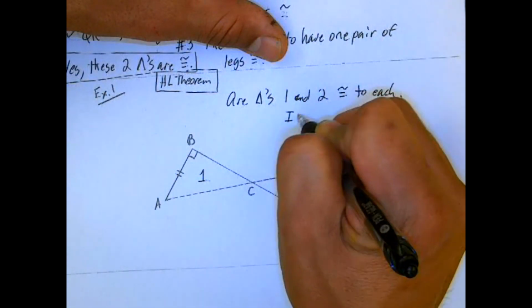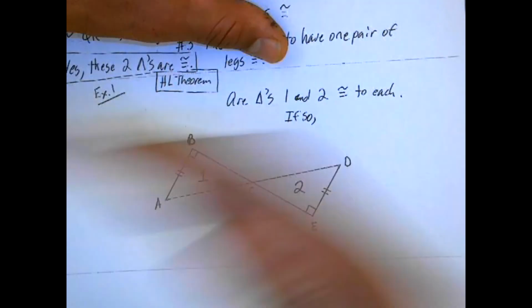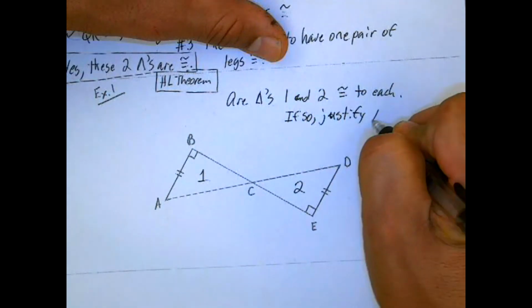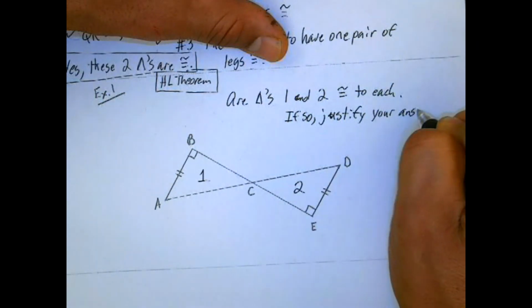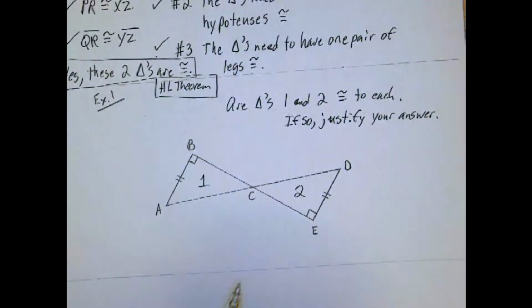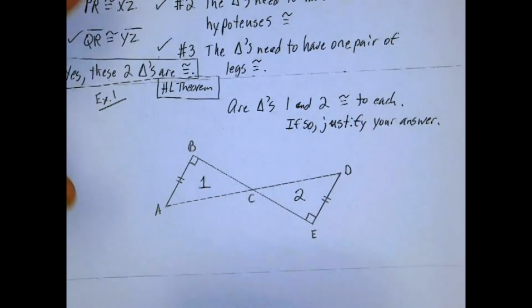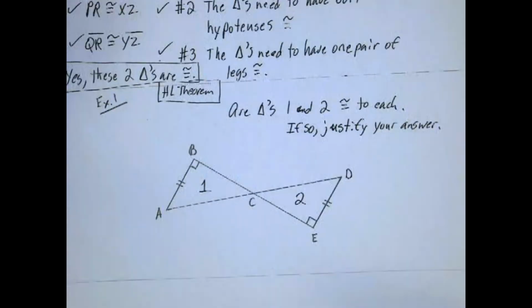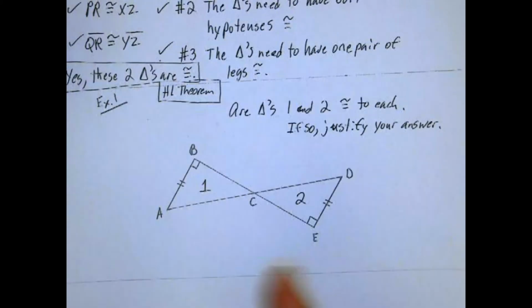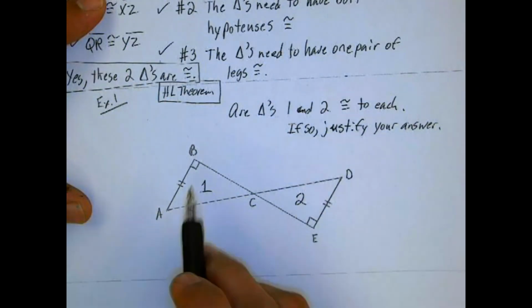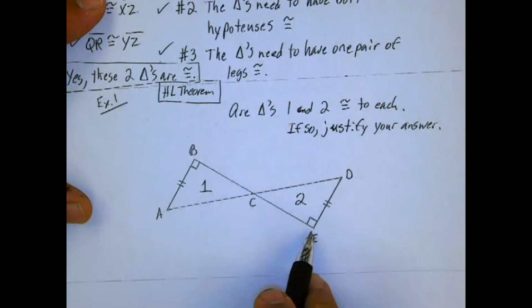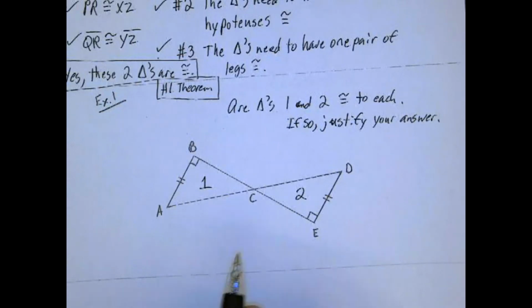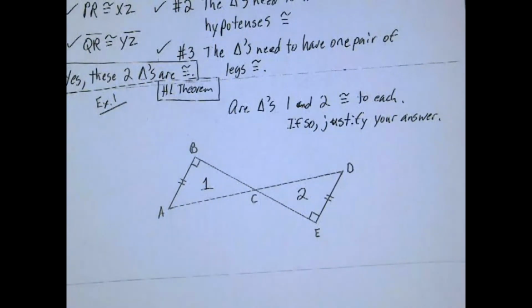Then they would probably ask, if so, comma, justify your answer. Okay? So we're looking at triangle number one and triangle number two. A, B, C, and it's being compared to D, E, C. All right? So let's see if we can use the HL theorem. First of all, do we have two triangles that are right angles? Yes, we do. So we're on the road to choosing HL theorem so that these two triangles are congruent.